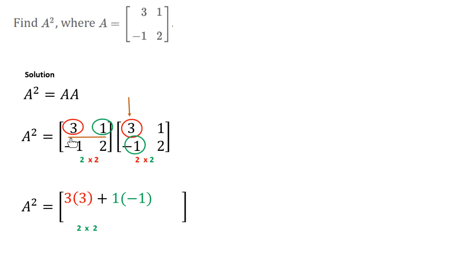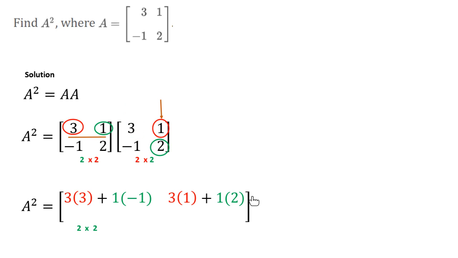The way we multiply is, notice here I underlined my first row because I want to focus on the first row. And then I'm going to focus on my first column. So I'm going to multiply 3 times 3 plus 1 times negative 1. Do I have more columns? Yes, I have this column. So I have to use the same row times that second column. So 3 times 1 and 1 times negative 2.